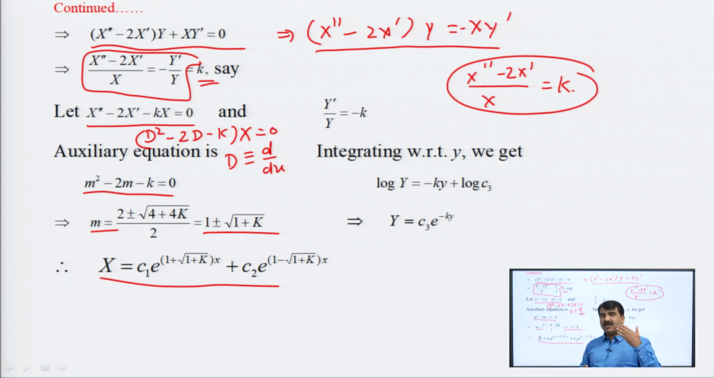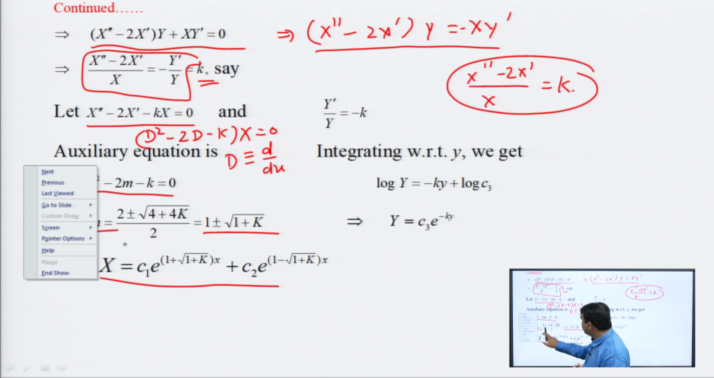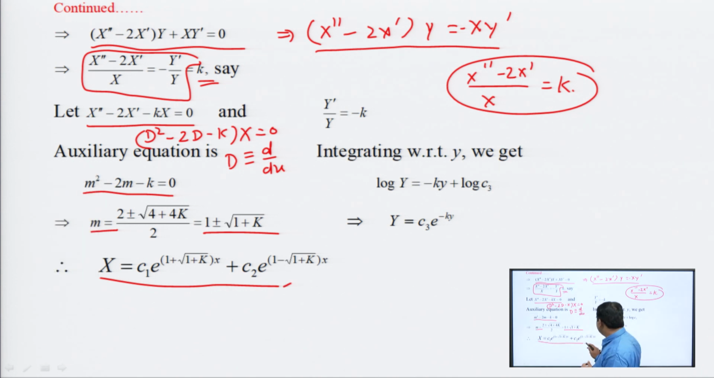Remember how to write the solution of an ordinary differential equation: in the case of a linear differential equation with constant coefficients where the roots of the auxiliary equation are real and distinct, the solution is c 1 e to the power m 1 x plus c 2 e to the power m 2 x. So, with the help of that we can easily write the solution of this differential equation, that is, x is equal to this one.